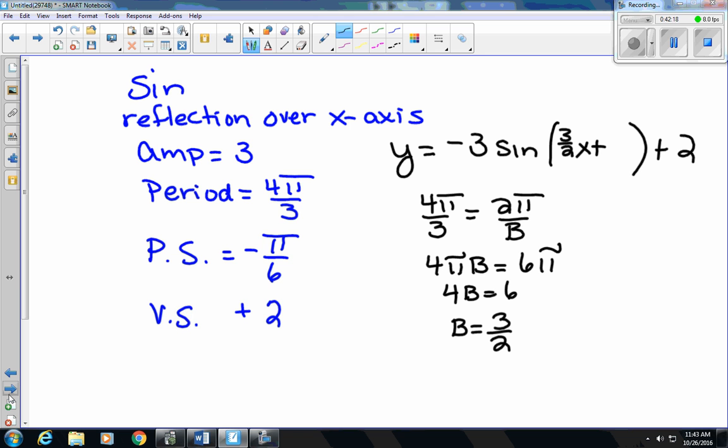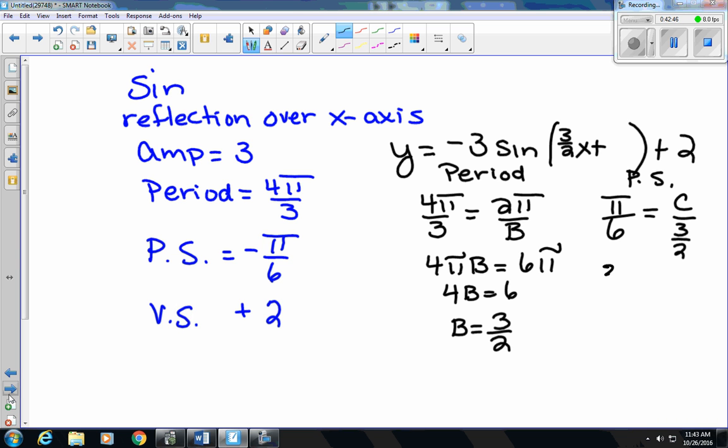Okay, so how many of you got 3/2? Excellent. See, y'all, that's the hardest thing, to be able to work backwards from these formulas. So now let's do phase shift. All right, this was for the period. Now let's do phase shift. All right, phase shift is, we're going to call it negative pi over 6. So pi over 6 is equal to C over B, which is 3/2.